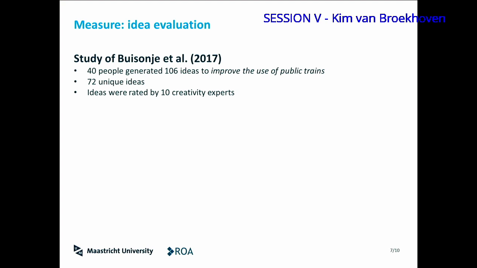So, how did we measure the whole idea evaluation? We received data of a previous study published in 2017, in which 40 people generated ideas for how to improve the use of public trains. In the end, 72 unique ideas were maintained, and these ideas were rated by 10 creativity experts. Creativity experts, you can think about a creativity professor or an art academy teacher.